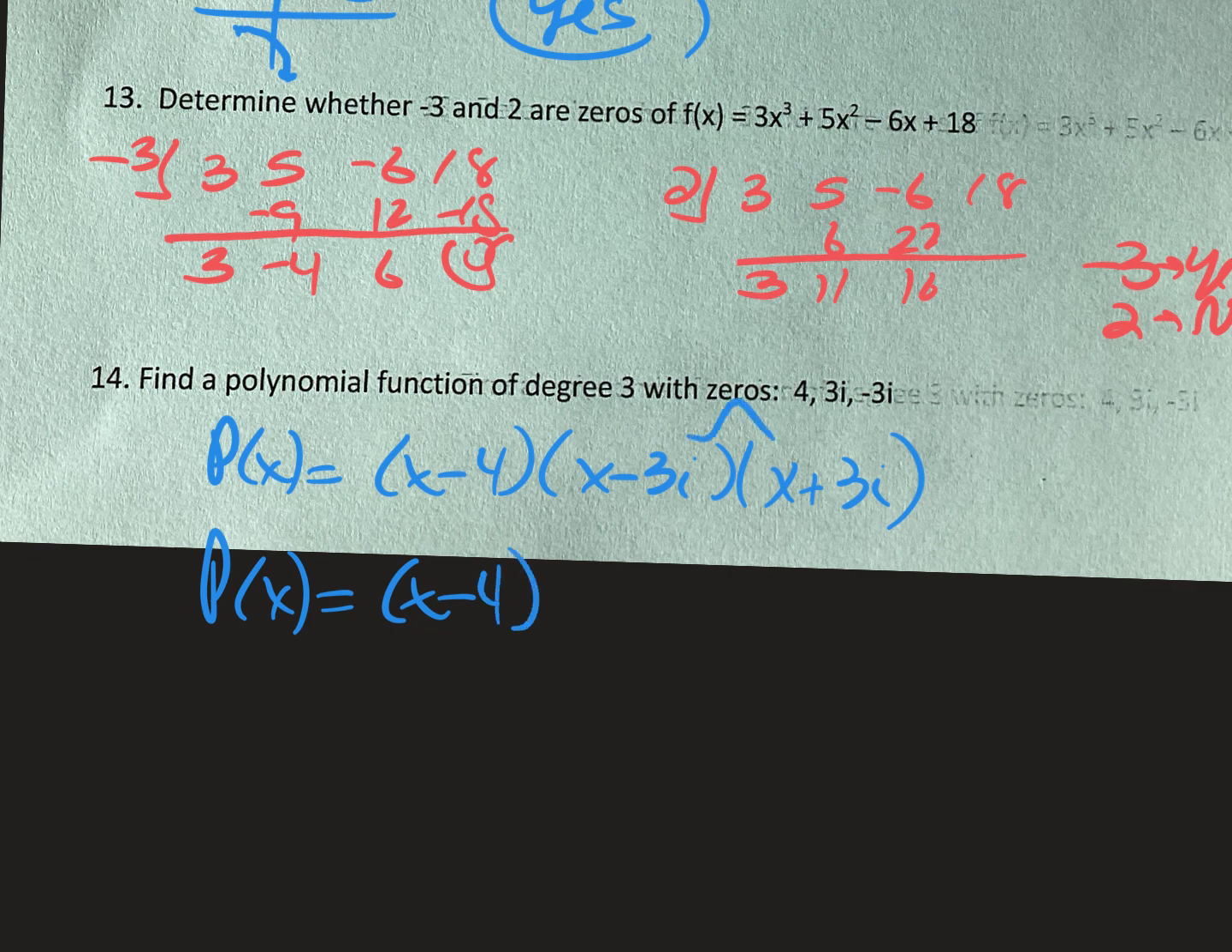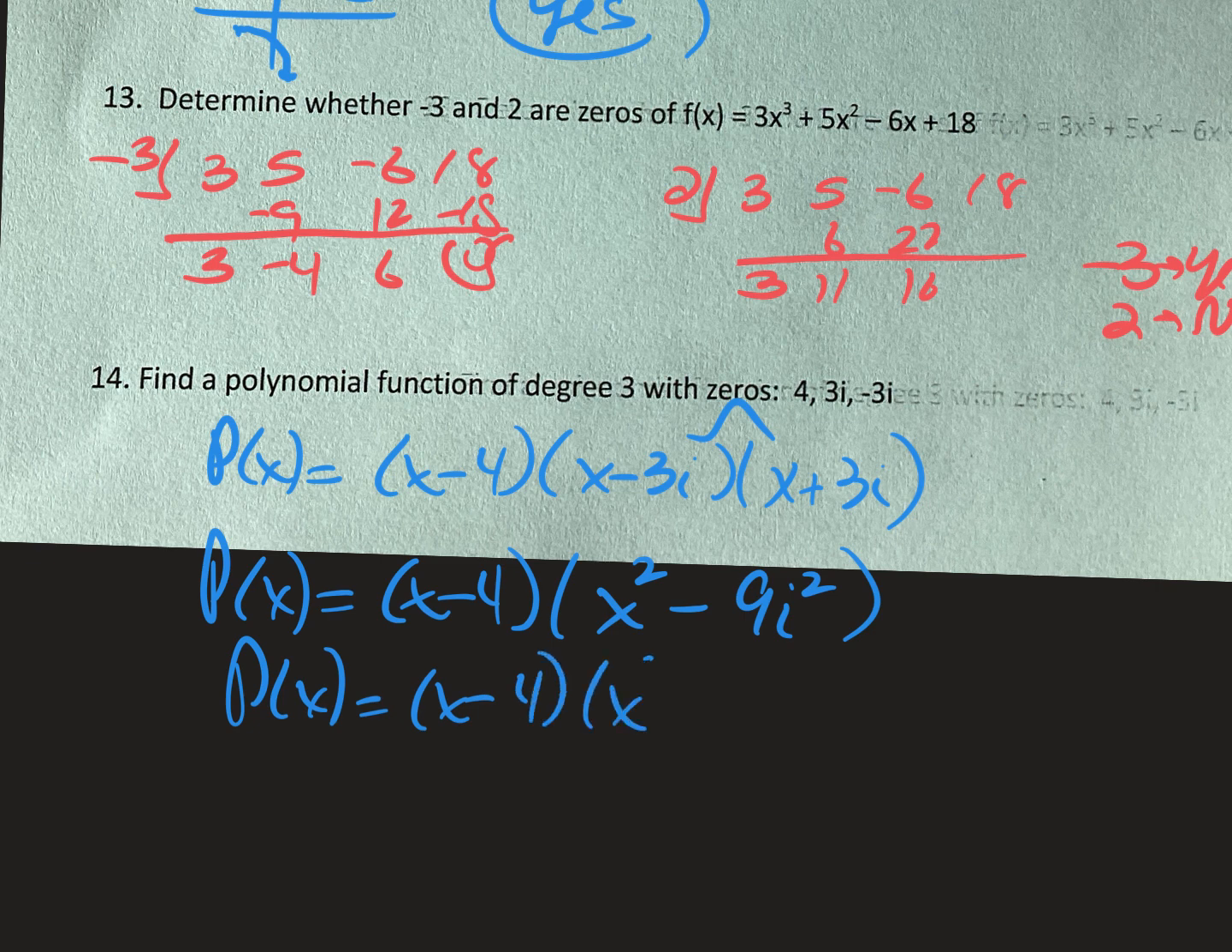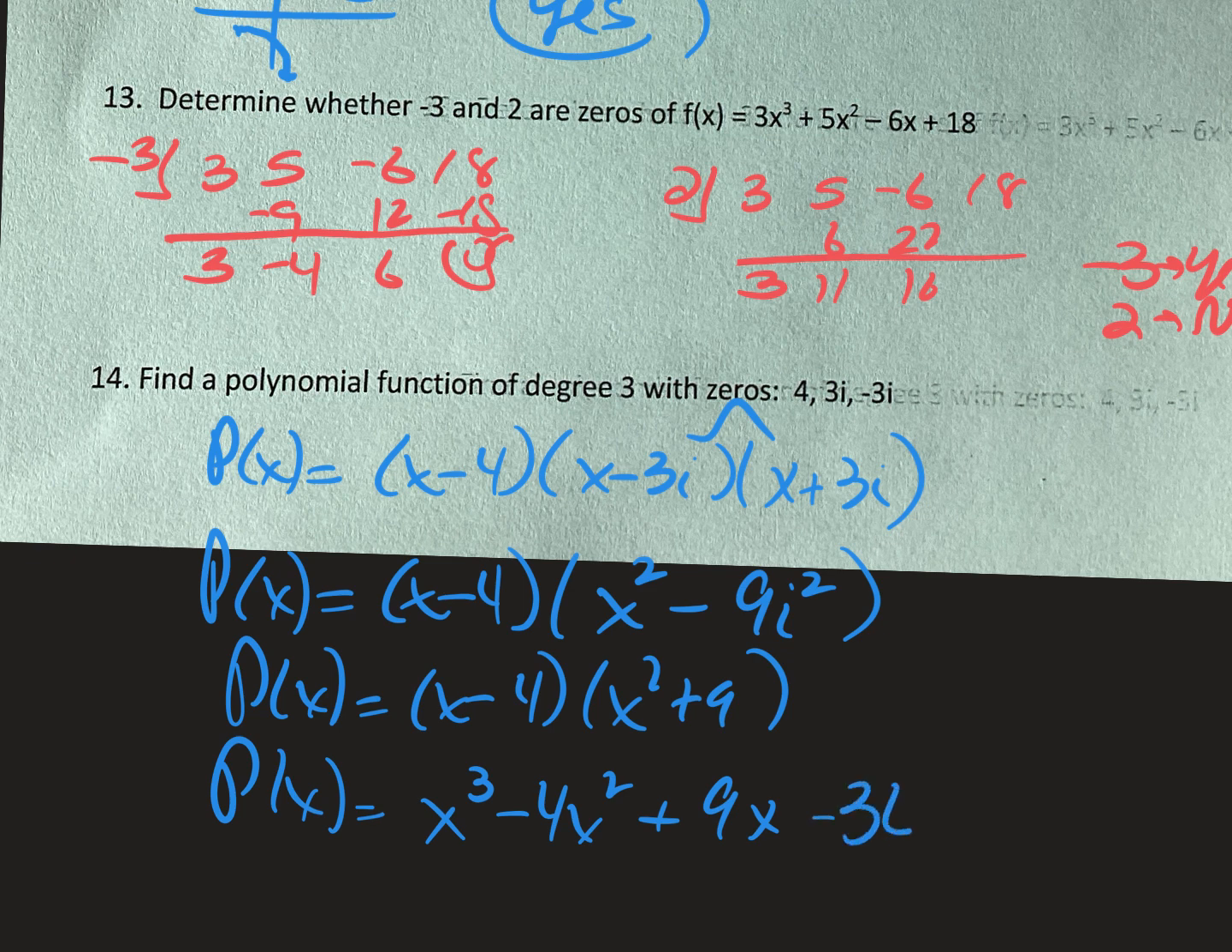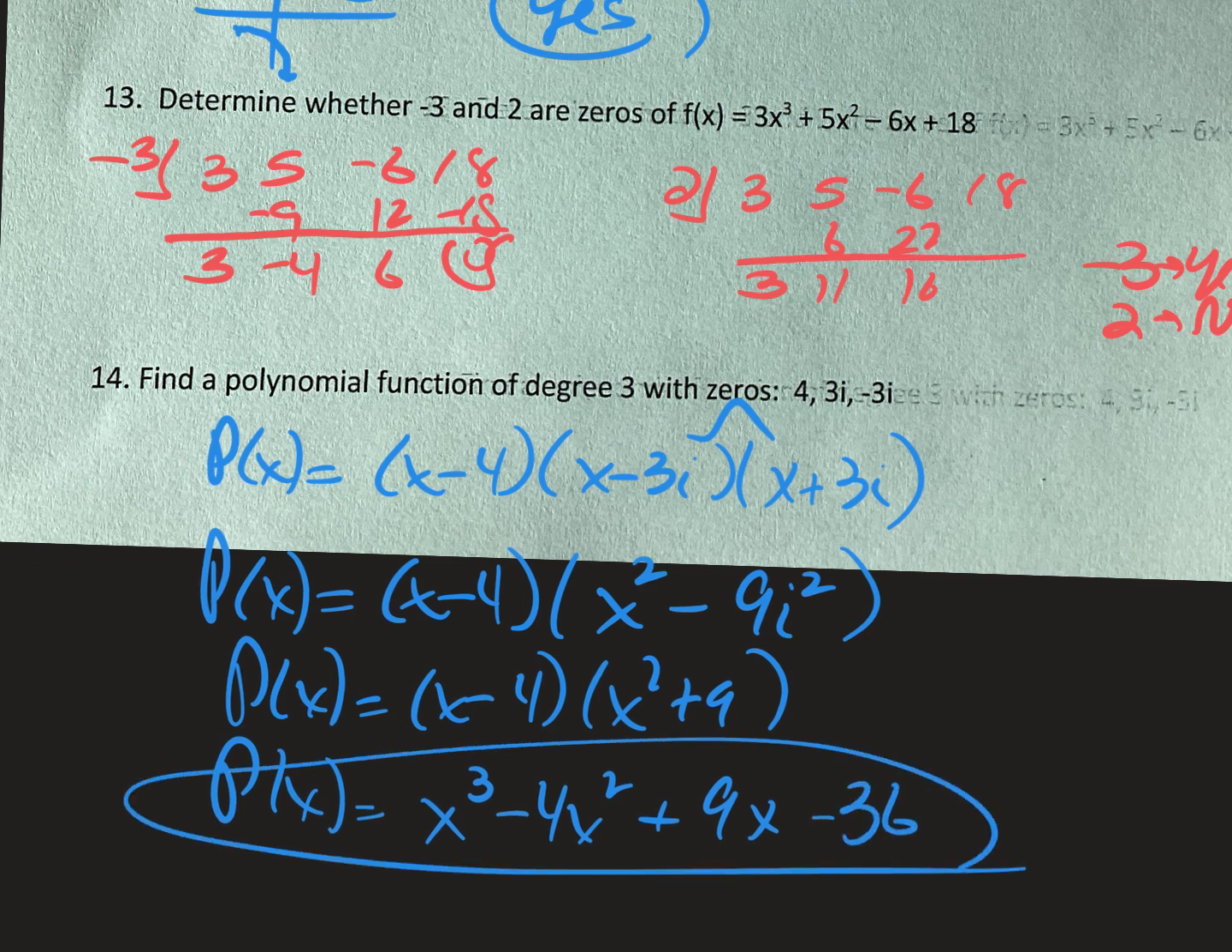These two are conjugates, which is FOIL. So I'm going first, last, x squared minus 9i squared. Don't forget what i squared does. i squared is really negative 1, which changes that to plus 9. So I'm just going to do FOIL here and I'm done. I'm doing first, outside, and last. I'm actually going out of order inside, because if I go out of order, it puts my exponents in the right order.